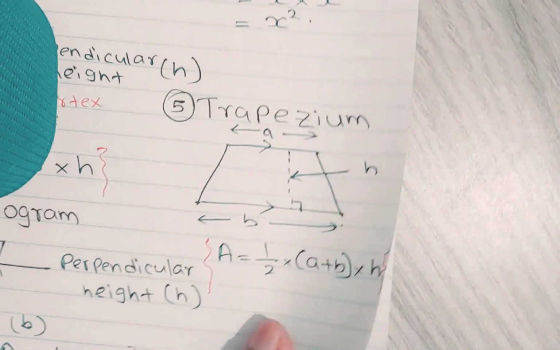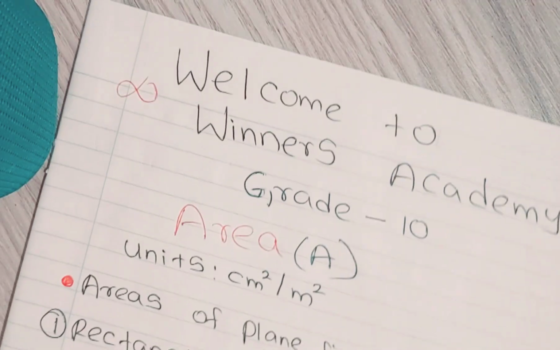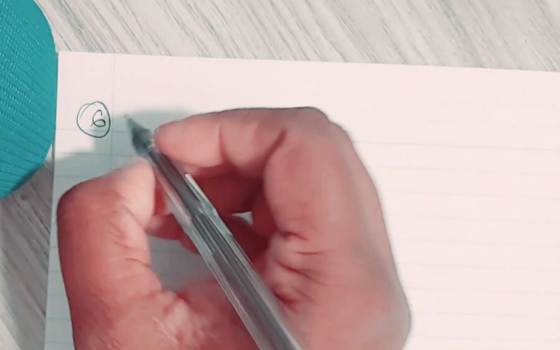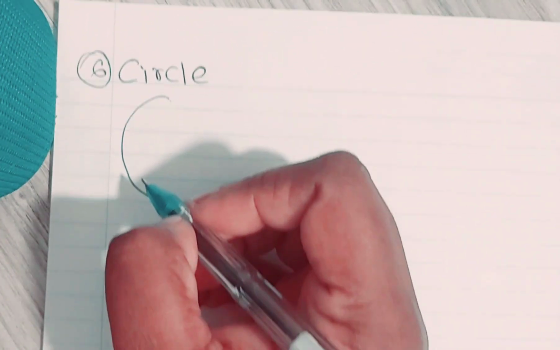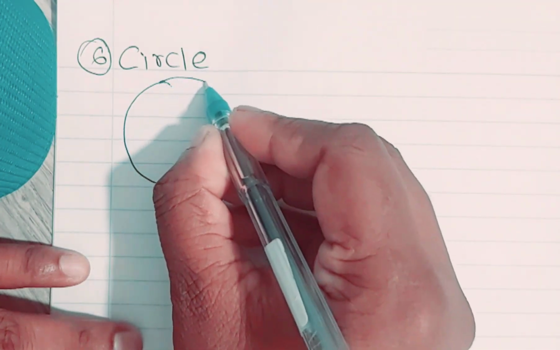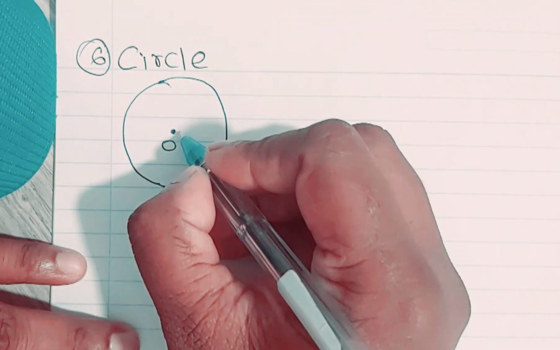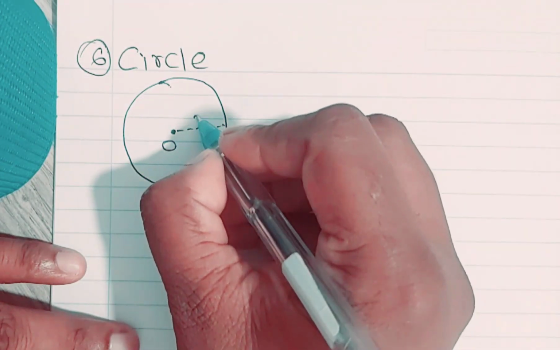Just wait a minute. Okay, then we can go for the next one, the sixth one. The sixth one, you know, is the circle, right? Circle. So if I am taking the circle like this, you can draw the circle like here. Also this one is the center, right? Center is O, and the distance between the center and the circumference is the radius, we know that.